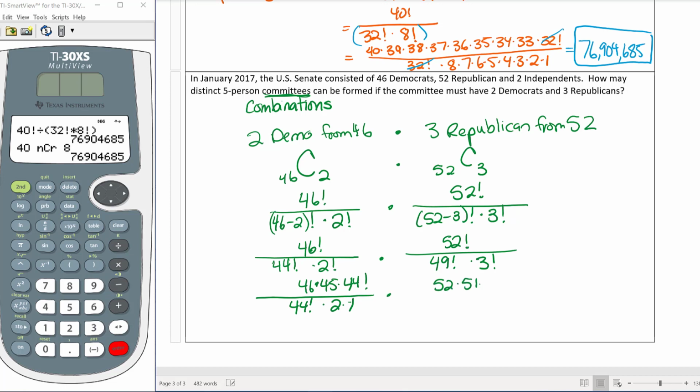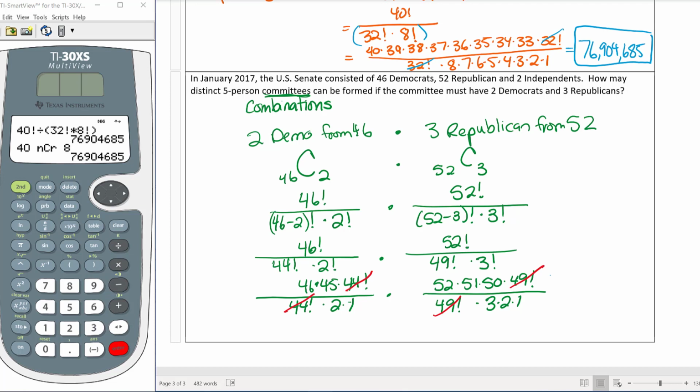52 times 51 times 50 times 49. I'm going to stop at 49 factorial so that the 49 factorial on the bottom divides out. The 3 factorial I'm going to write out nicely. So the 44 factorials divide nicely, the 49 factorials divide nicely. So now I'm left with multiplying.